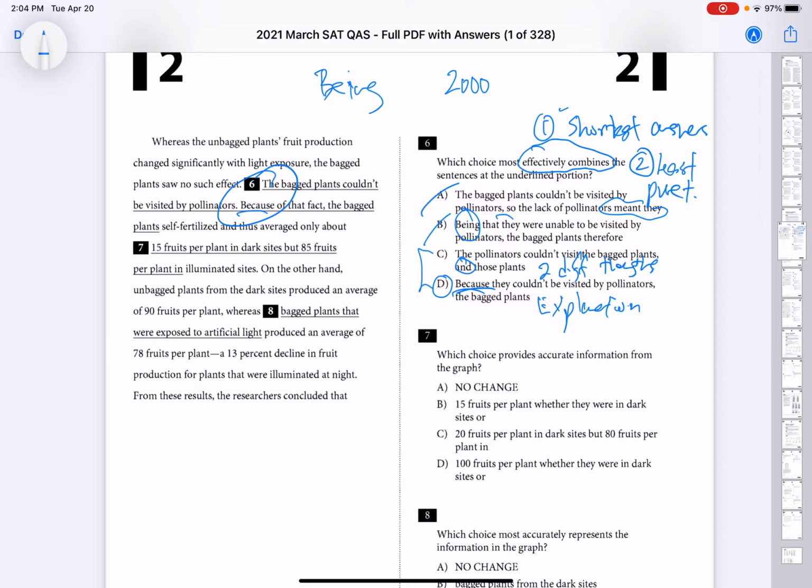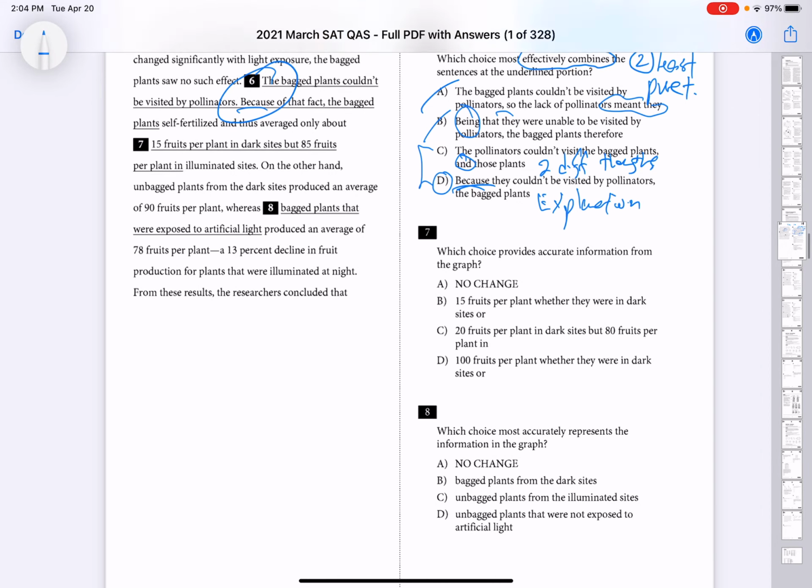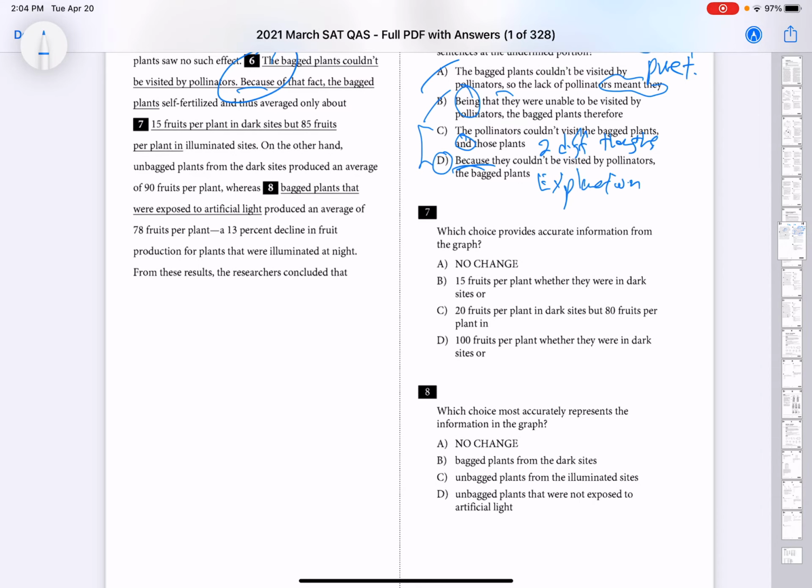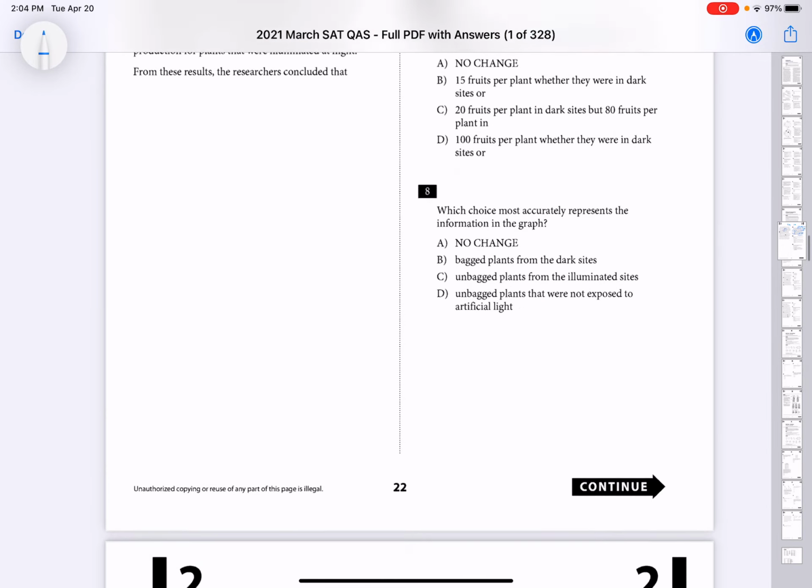Plants self-fertilize and thus averaged about 15 fruits per plant in dark sites, but 85 fruits per plant in illuminated. All right, so for number 7, we have to look at all the accurate information in the graph. So let's see what the graph looks like. So what do we compare right now? 15 fruits per plant in dark, but 85 in illuminated. B says 15 fruits per plant whether they were in dark sites, or 20 fruits per plant in dark sites. All right, so let's take a look at the information.